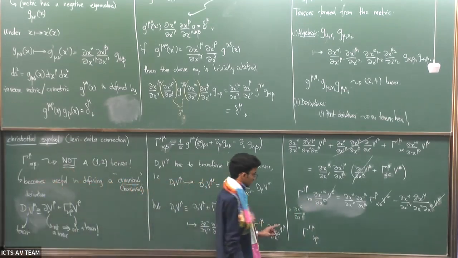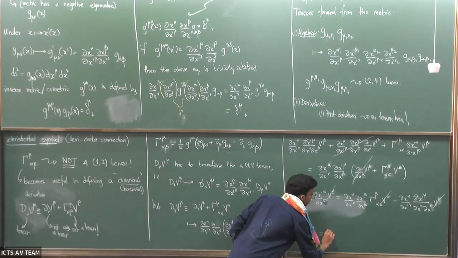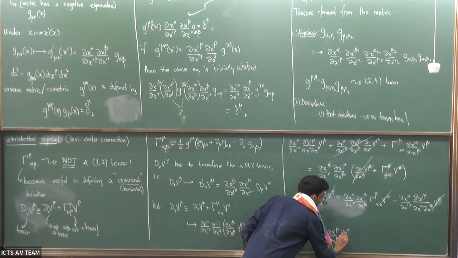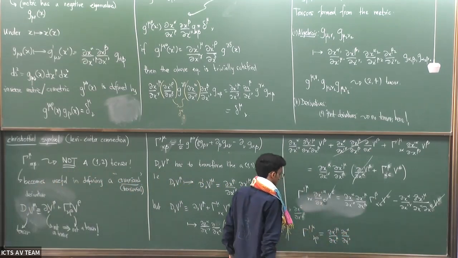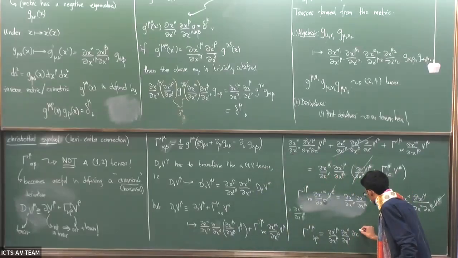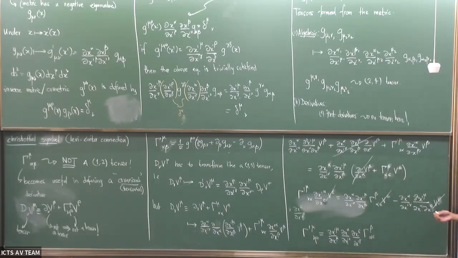You should stop me if anything confuses you. Equal to, let me write this as del x prime mu over del x beta, del x alpha over del x prime mu, del x epsilon over del x prime rho, gamma beta alpha epsilon. Now this would have been the tensor transformation law if gamma were a tensor, but it's not. So you get an extra piece.